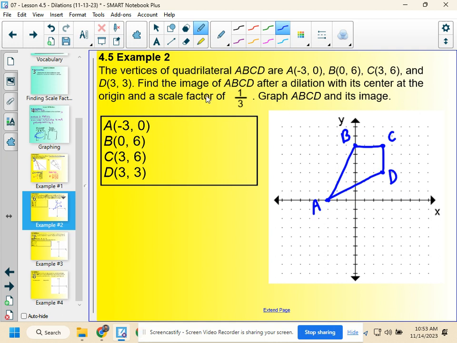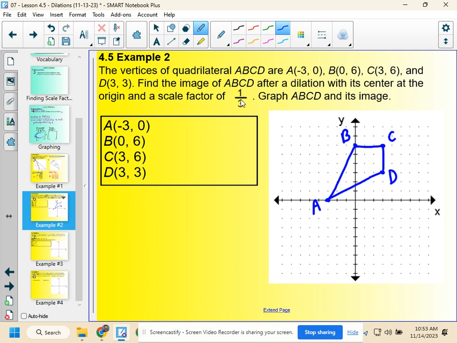In the end, these are all worked that way. It says graph ABCD, which we did, and its image. That's what we're going to come up with right now. The rest of this is kind of like a stock phrase. It says find the image of ABCD after a dilation with its center at the origin. Ours will always say centered at the origin. And this is the part that I'm looking for, the 1/3.